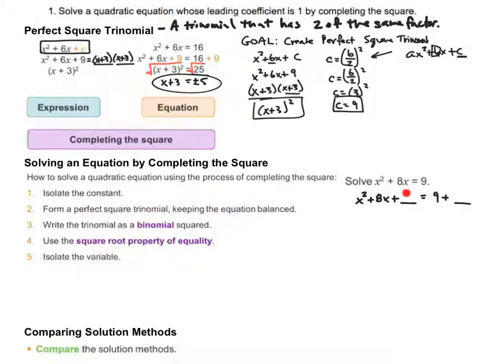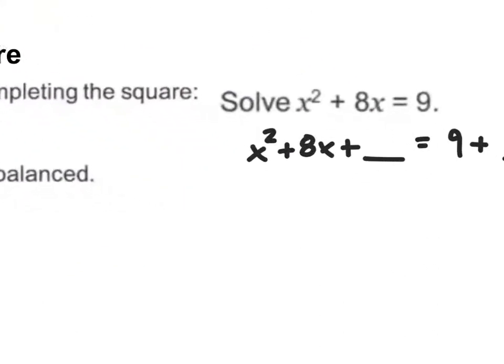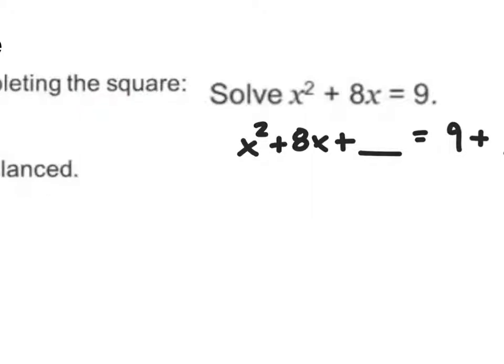So again, what I have to do here, adding my value to this side, I have to add it to this side. So let's take this middle term here. All right, I'm going to take 8. I'm going to divide it by 2. And then I'm going to square it.